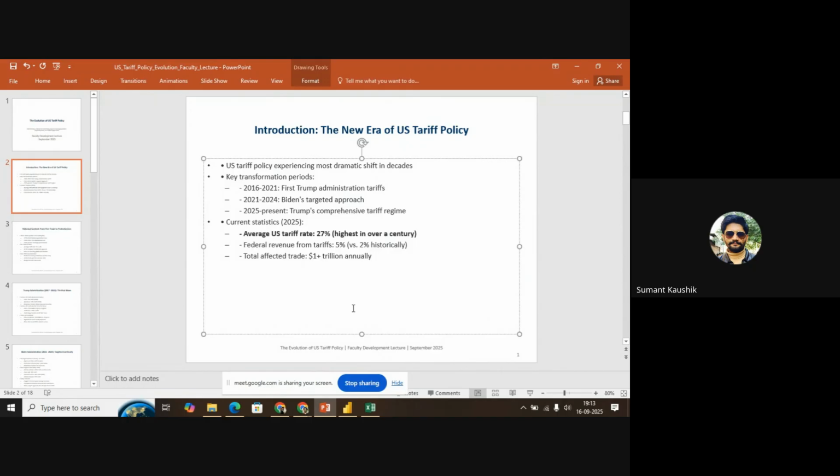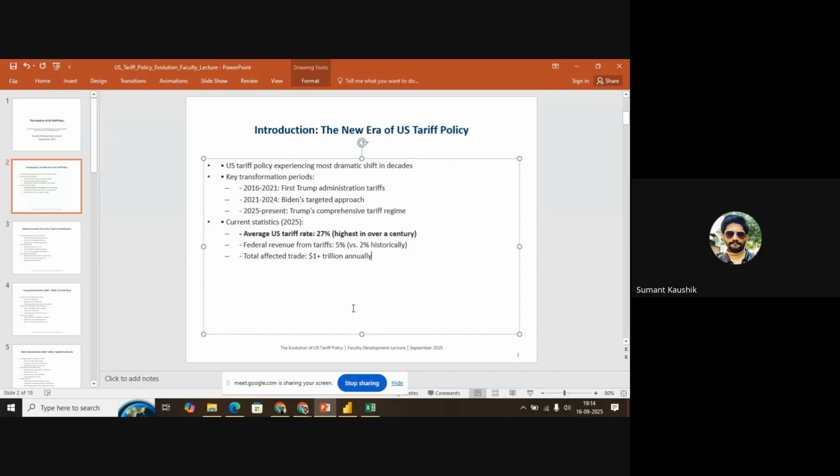That, on an average, containing all the countries from which the US imports its products or imposes the tariff. So this is the average rate of tariff on every good being imported by the US, and which is highest in 100 years. So this is a very alarming situation for the world specifically, if I talk about.